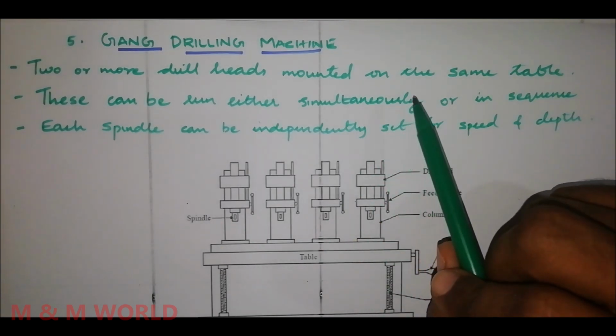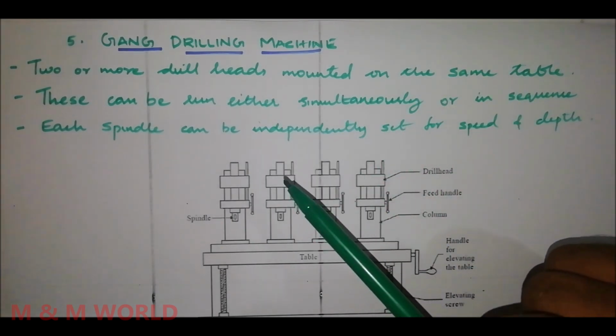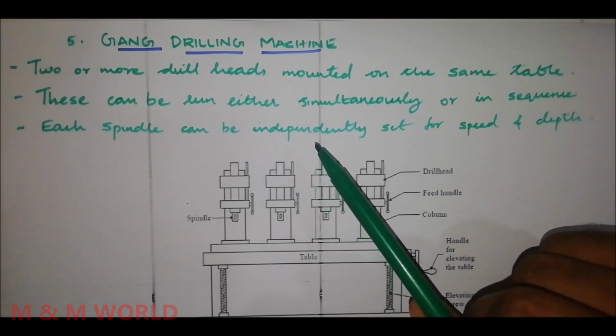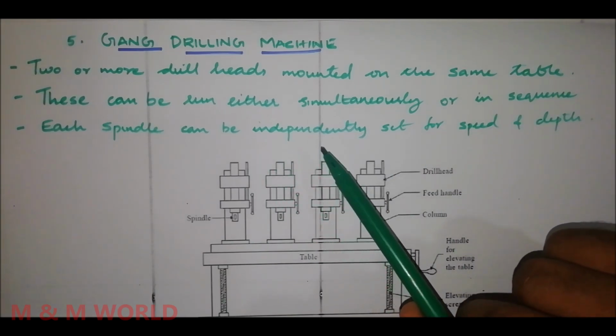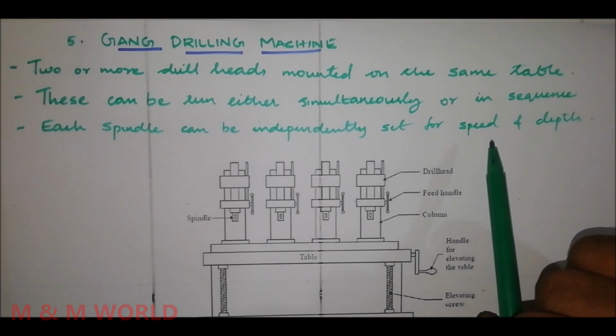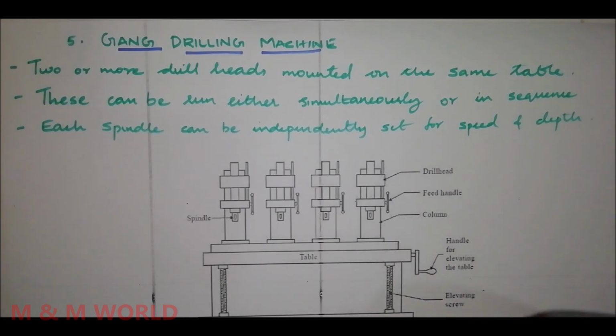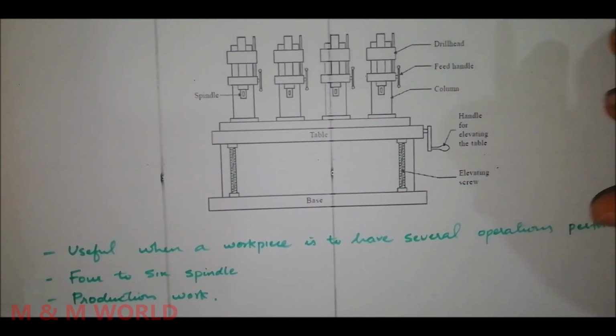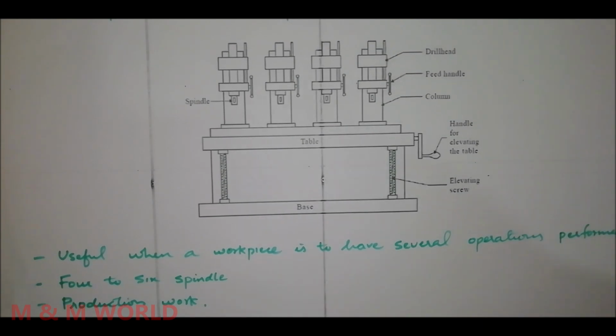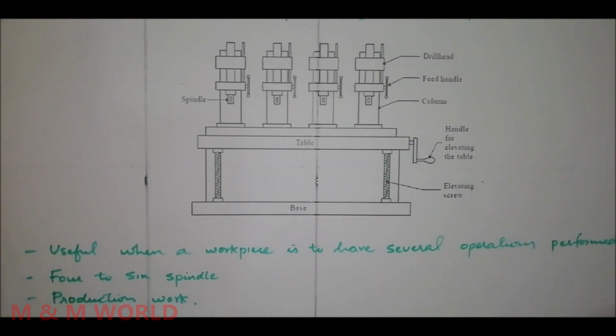So two or more drill heads are mounted on the same table, and these spindles can be run either simultaneously or in sequence, and each spindle can be independently set for different speeds and depths. This is useful when a workpiece is to have several operations performed. In a gang drilling machine, 4 to 6 spindles may be mounted side by side, and this type of machine is specially adapted for production work.